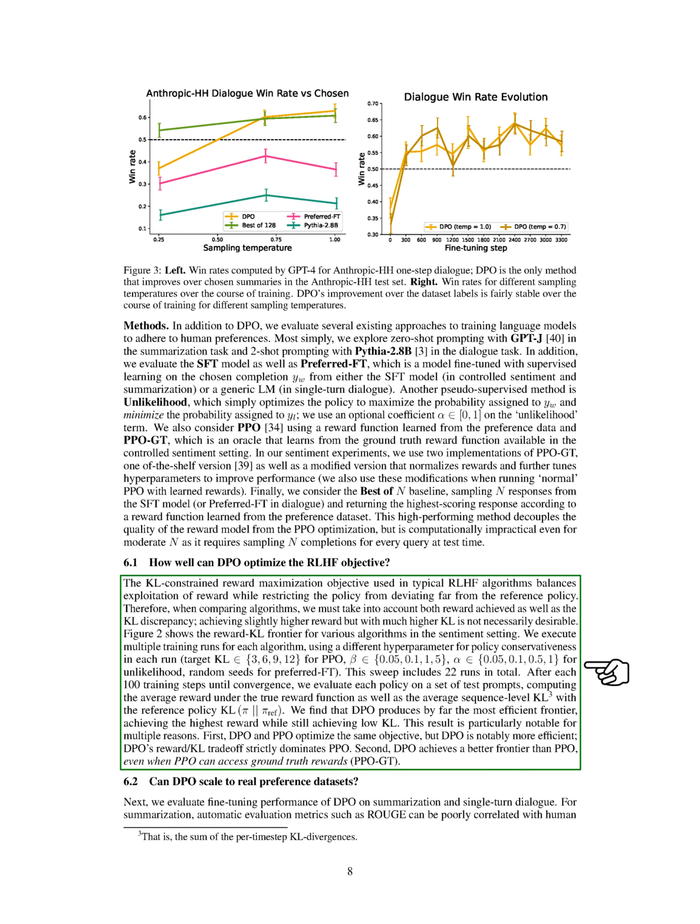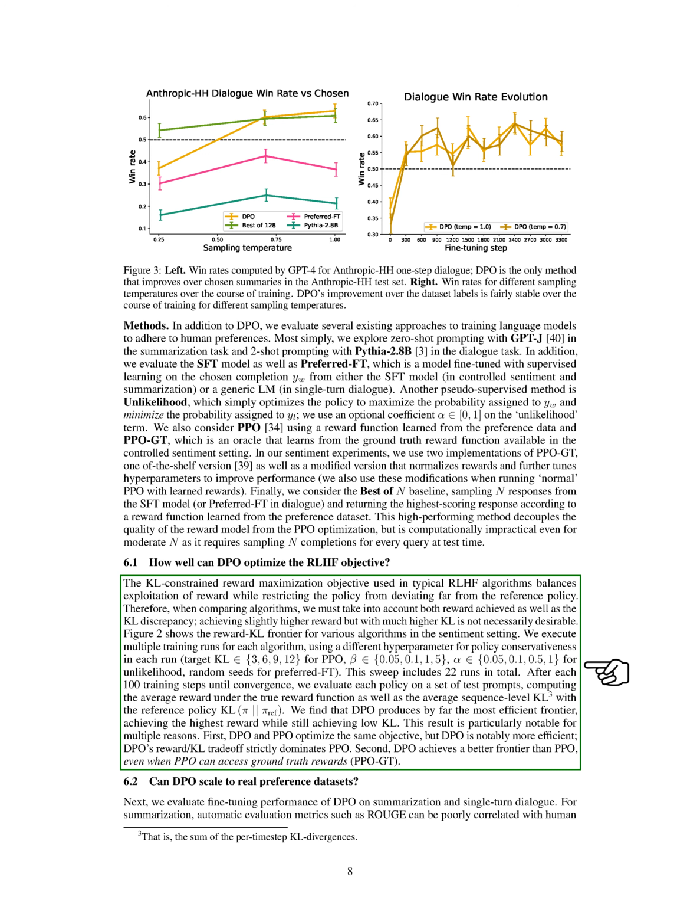We've run multiple training sessions for each algorithm, adjusting the policy conservativeness for each run. For example, for PPO, or proximal policy optimization, we use target KL values of 3, 6, 9, and 12. For unlikelihood, we used beta values of 0.05, 0.1, 1, and 5, and alpha values of 0.05, 0.1, 0.5, and 1. We also used random seeds for preferred FT. In total, we ran 22 training sessions.